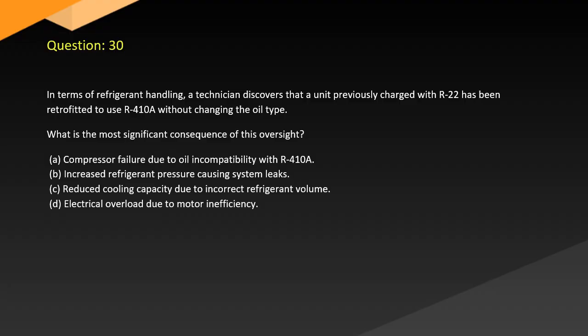Question 30. In terms of refrigerant handling, a technician discovers that a unit previously charged with R-22 has been retrofitted to use R-410A without changing the oil type. What is the most significant consequence of this oversight? A. Compressor failure due to oil incompatibility with R-410A. B. Increased refrigerant pressure causing system leaks. C. Reduced cooling capacity due to incorrect refrigerant volume. D. Electrical overload due to motor inefficiency.